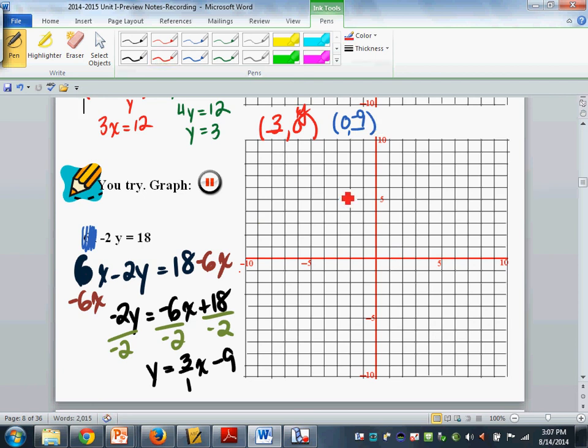So let's graph by that. 3, 0 is right here. And 0, -9 is right here. Now we're going to graph them, and let's see if that works with our equation of a line. With our equation of a line, we start at -9, and then we go 3 over 1. Up 3, 1, 2, 3 over 1. Lo and behold, it's the same line.